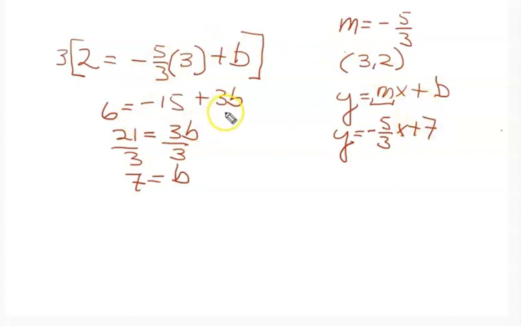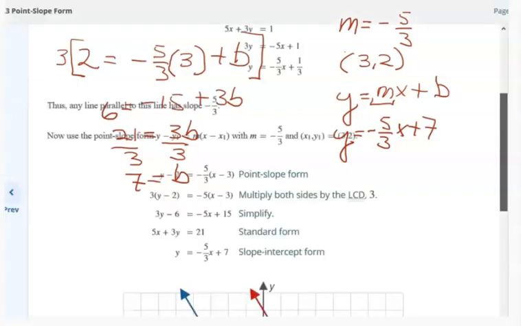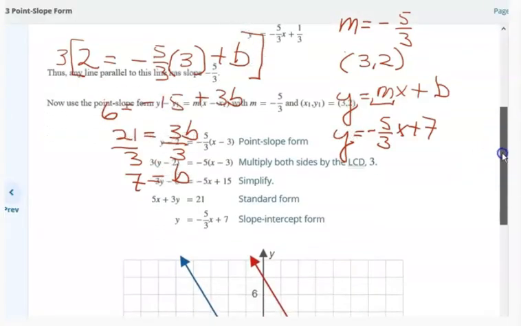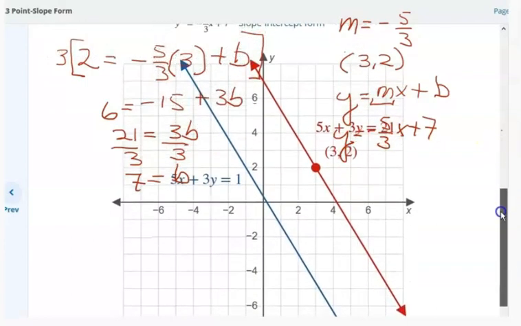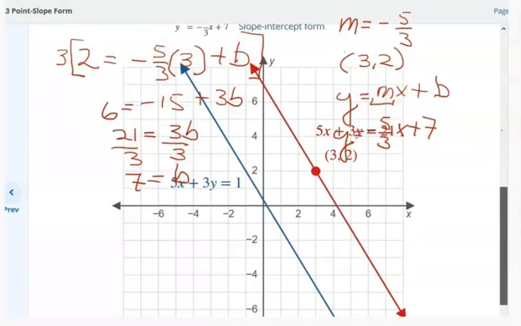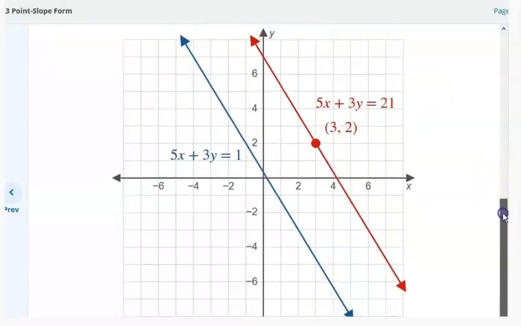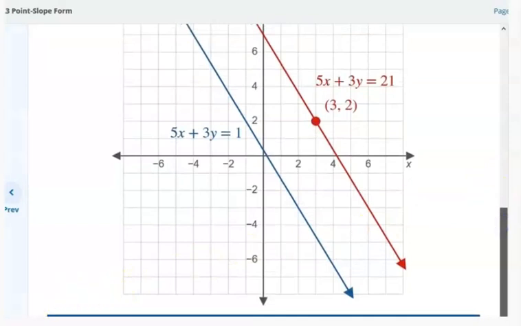Okay, hopefully you're getting some good notes and practice. I know this video is running a little long here. We're doing the best we can and going as fast as we can. And let's see what they have. And there it is right there. y equals a negative 5/3 x plus 7. And they give you a nice graph of it as well. Okay, I think there's one more to do.